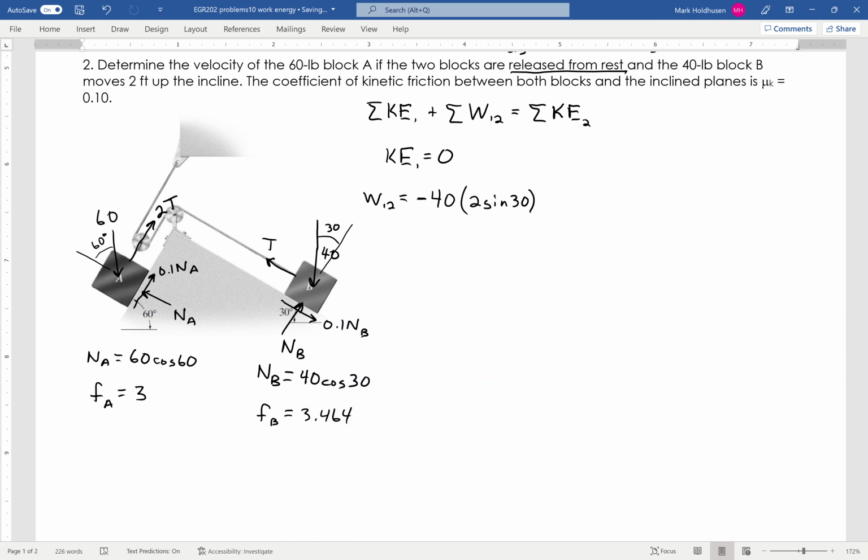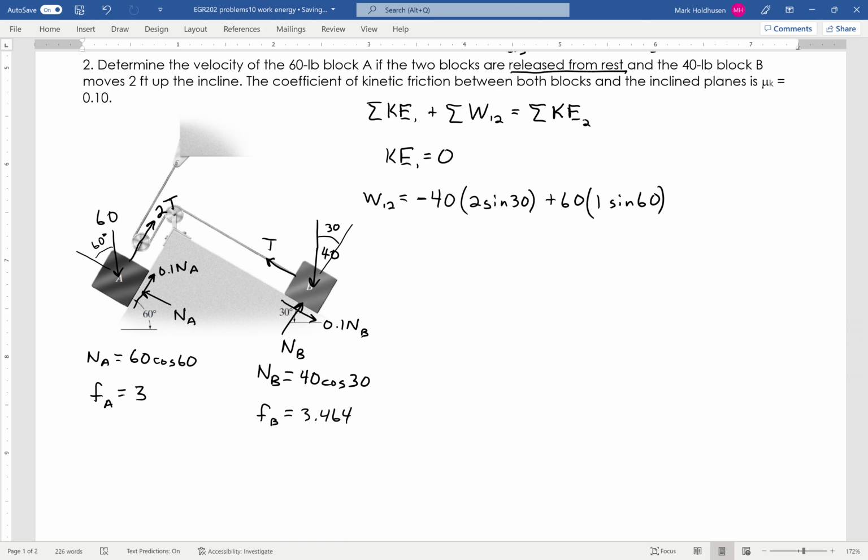Gravity is downward. This is going to be a positive work, and that's going to be 60 times, now instead of 2 sine 30, A only moves 1 foot because of how the pulley is set up. So if B moves 2, A only moves 1. And again, instead of 30 degrees, it's at 60 degrees, so it's going to be 1 sine 60. And again, that's positive because it's moving down in the direction of the gravitational force.